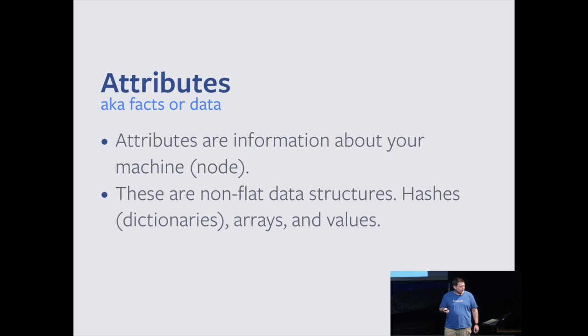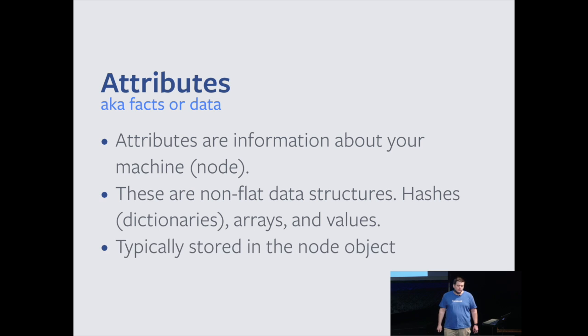Attributes are data objects. They can be hashes, arrays, or they can be straight up values as well. How the attributes are constructed acts as a namespace for that data. And I'll explain a little bit more on what namespacing the data looks like.